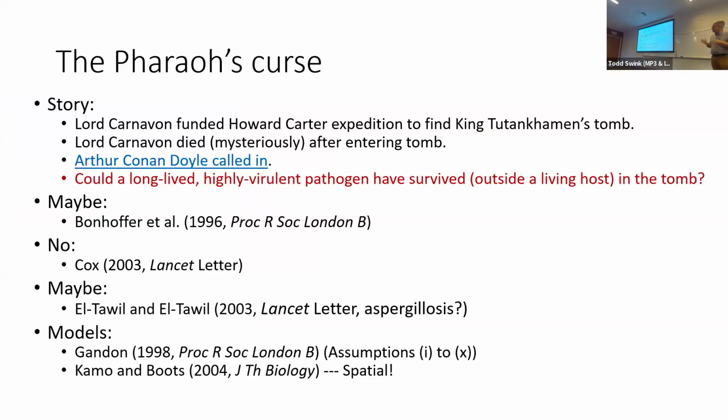So Lord Carnarvon funded Howard Carter's expedition to find King Tut's tomb. He went to visit the tomb after it was found, and he died mysteriously, not immediately after, but like 4 months later. Sir Arthur Conan Doyle, who wrote Sherlock Holmes, weighed in, but he was kind of into seances and stuff by this time, so I don't know. He thought it was, and so anyway, the disease ecology question: could you have a long-lived, highly virulent pathogen that survived outside a living host for thousands of years and then infect? So could this curse be a fungal disease or a prion or something like that that can last a long time without a living host?